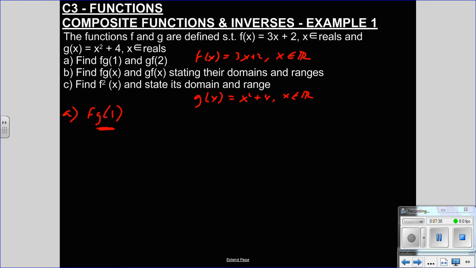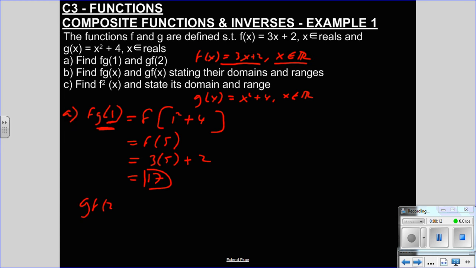Okay, so fg of 1 is f, remember always leave it on the outside, and now we've got g of 1, working inside out. g of 1 is 1 squared, that's 1, plus 4, so that's f of 5, and f of 5, now I can put that in here. That does match the domain, so 5 is okay, 5 is part of all the real numbers, so 3 times 5 plus 2 is 17.